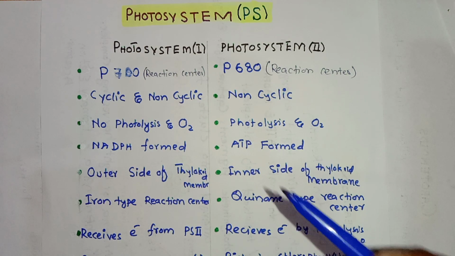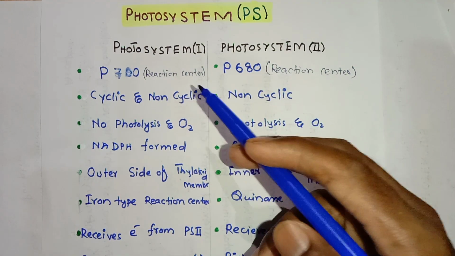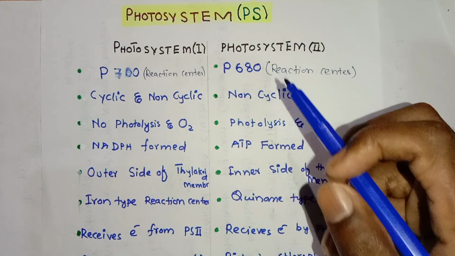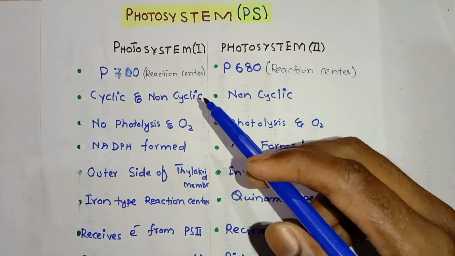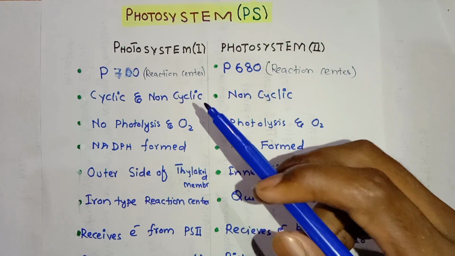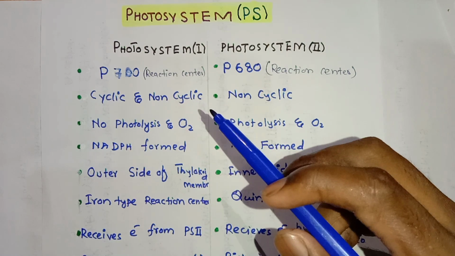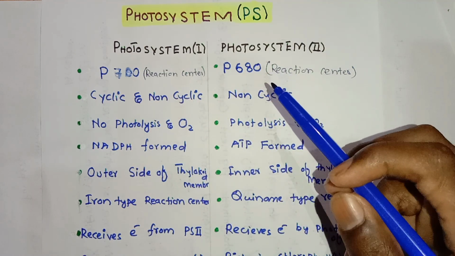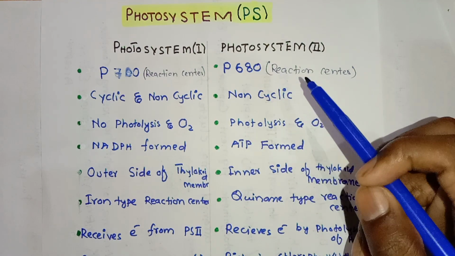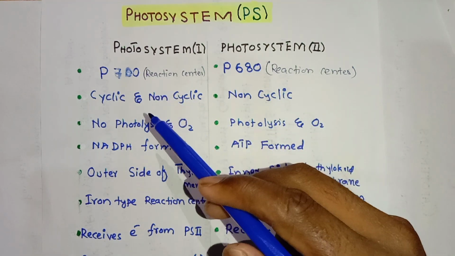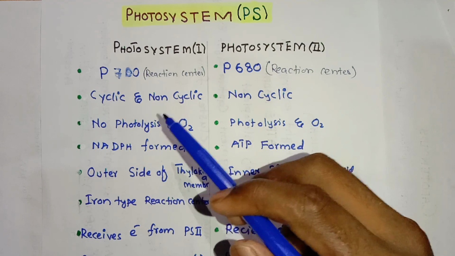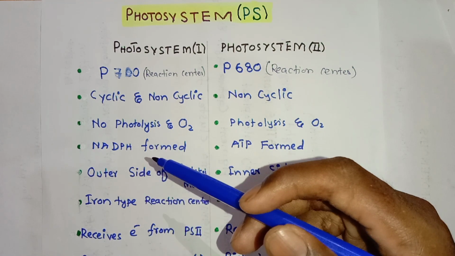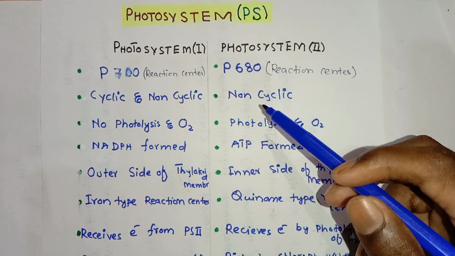Now we will discuss the photosystems and their types. Here, PS1 and PS2. PS means photosystem, and these are photosystem number 1 and number 2. PS1 absorbs 700 nanometer light, and PS2 has the ability to absorb 680 nanometer light. Now in PS1 there are cyclic and non-cyclic processes; the electron transport chain includes both. But in PS2 there is only the non-cyclic process.